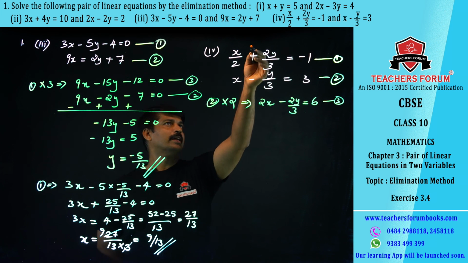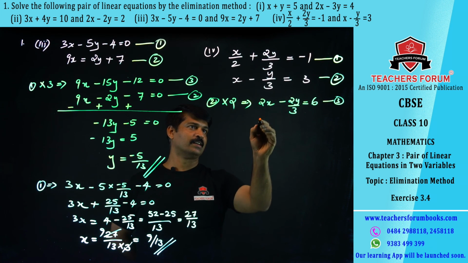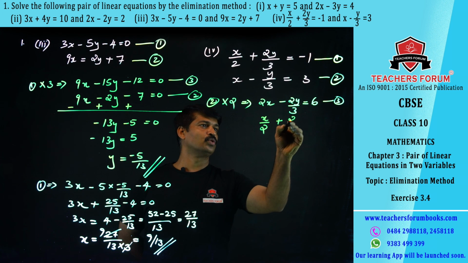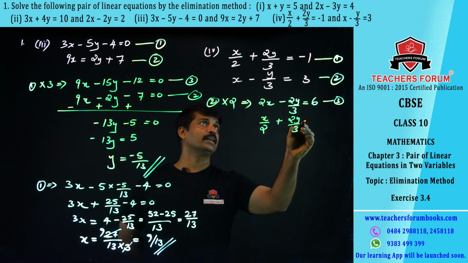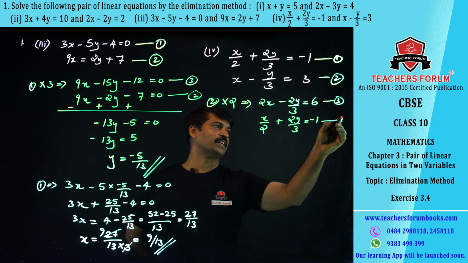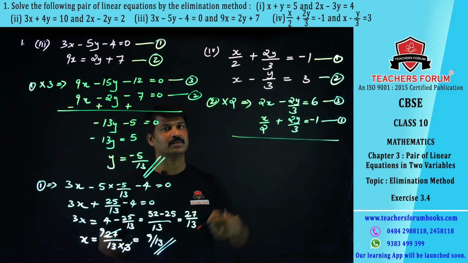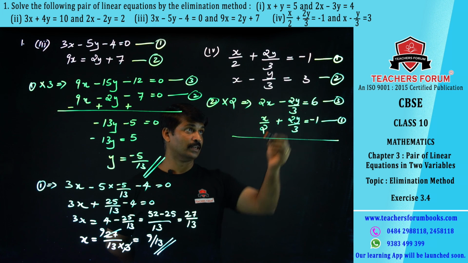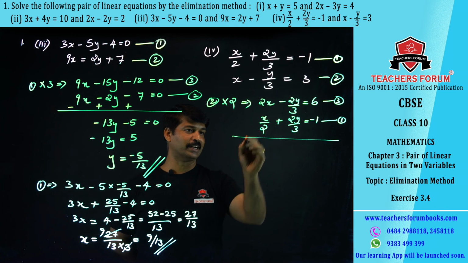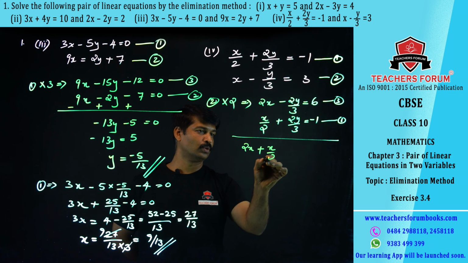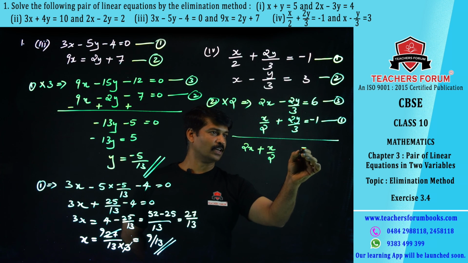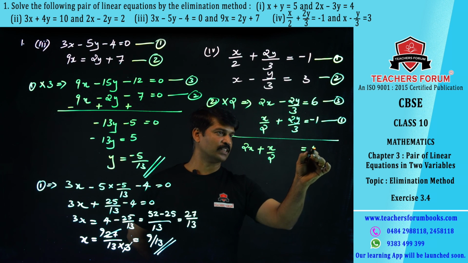Okay. Now let's rewrite equation number 1 once again. Equation number 1 is x by 2 plus 2y by 3 equals minus 1. That is equation number 1. Now you just add these y terms, they get cancelled, isn't it? When you just add these two equations, what will you be getting? You will be getting 2x plus x by 2, the y terms become 0, equals 6 minus 1, that is 5.